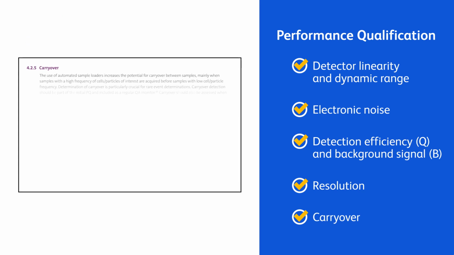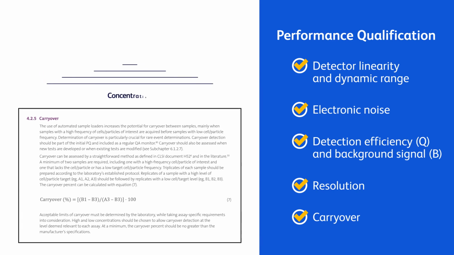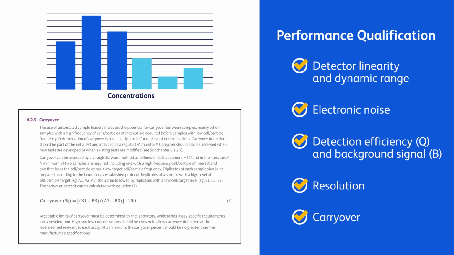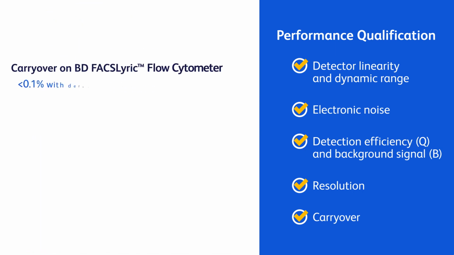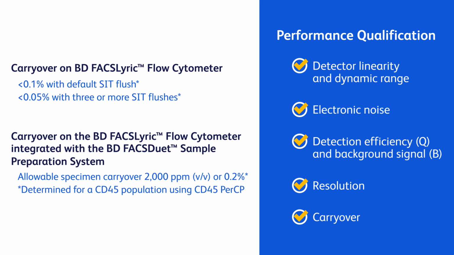Carryover can be assessed by acquiring triplicates of a sample containing a high concentration of target cells, followed by triplicates of a sample containing a low concentration of target cells, with high and low concentrations chosen relevant to each assay. Carryover was determined for a CD45 population using CD45 PerCP.